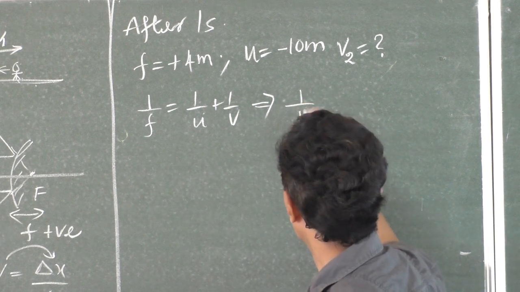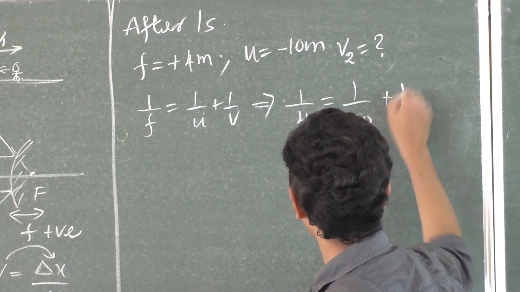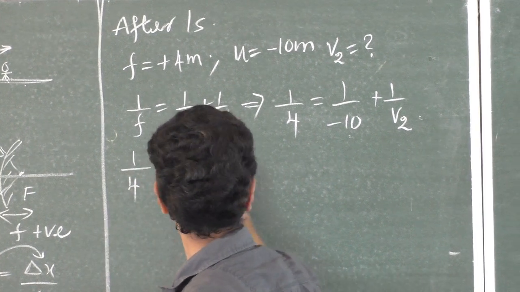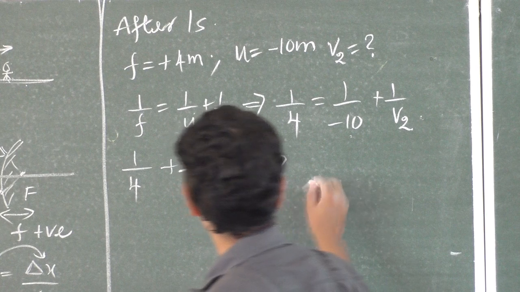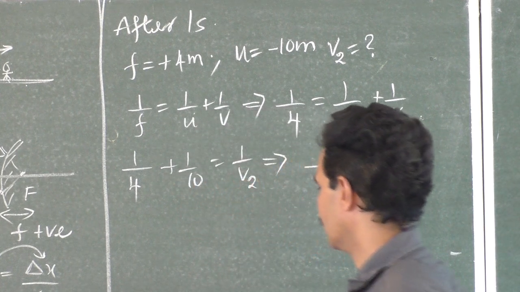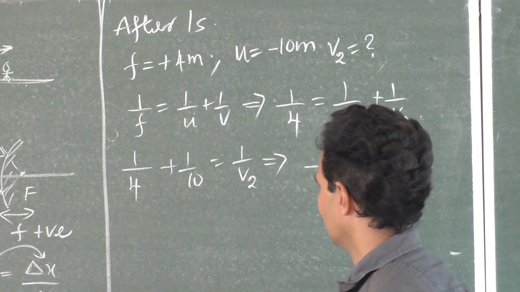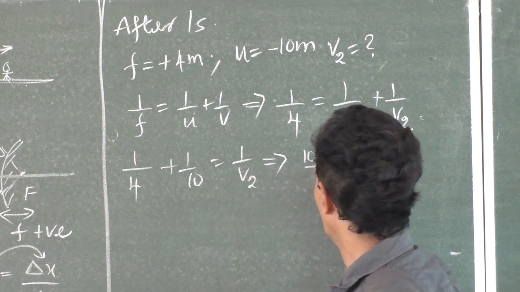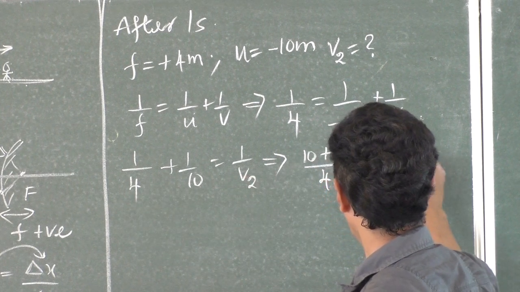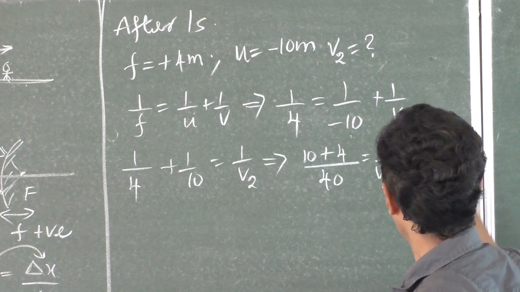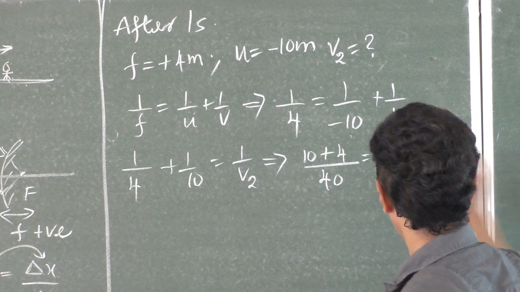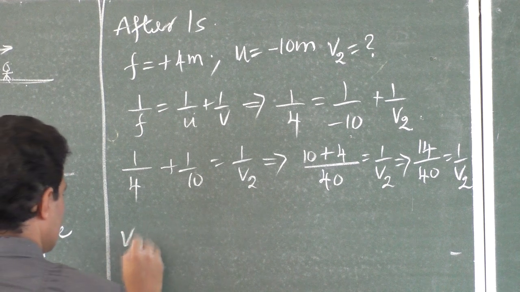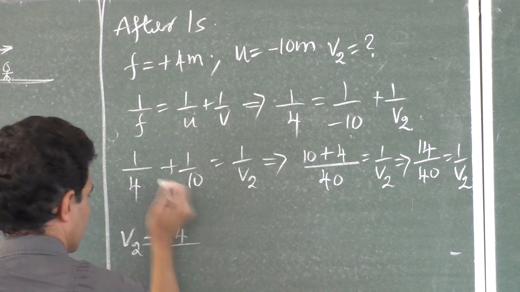Yes, 1 by 4 is equal to 1 by minus 10 plus 1 by V2. So we'll bring this here. 1 by 4 plus 1 by 10 is equal to 1 by V2. That implies, I'll take a common denominator of 40, you can take 20 also. With 40, this is 10 plus 4, that is equal to 1 by V2. That implies 14 by 40 is 1 by V2, right? Then what else will remain? V2 is equal to 40 by 14.